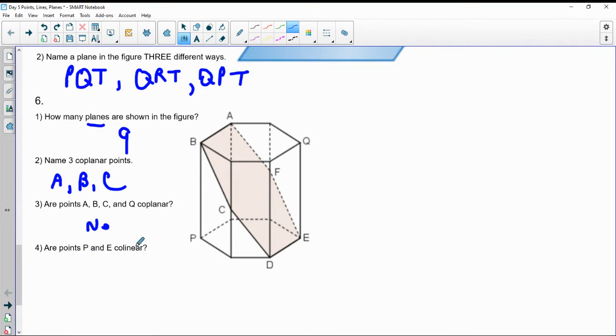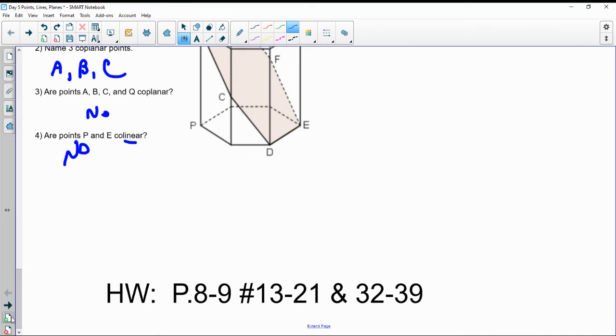Then they want to know if P and E are on the same line. So P and E, there is no line here. So since they are not on the same line, then they are not collinear. They are coplanar. And if there was a line drawn through them, they'd be collinear, but there is not. So no. Okay? That's basically the whole lesson.